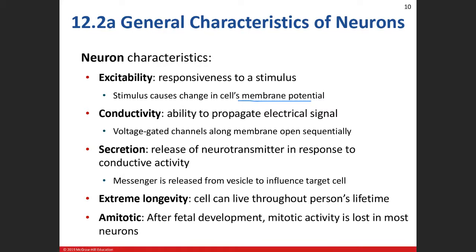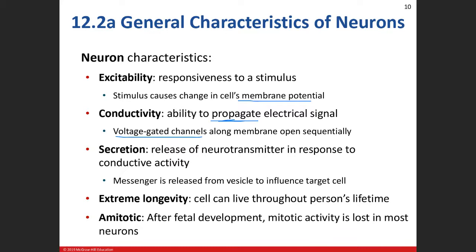Conductivity is the neuron's ability to propagate, that means to keep alive, that electrical signal. It's going to do so through voltage-gated channels, which we'll talk about. They open up one by one, or they're all next to each other, and they just keep opening up sequentially. When they open up, they let stuff move in and out of the cell.